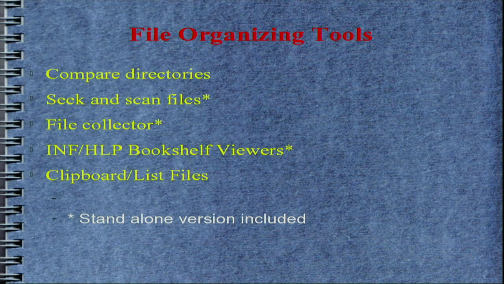File collector, so you can get a bunch of disparate files from different sites all together in one place. I do have bookshelf viewers so that you can pull up all the help files and all the INF files on the system. And you can create list files, actual physical files, by setting parameters on files that you've highlighted. In that list, you can include all of the parameters or as few of the parameters that you would get in the file directory listing as you like. In other words, you could include the subject even in that file.